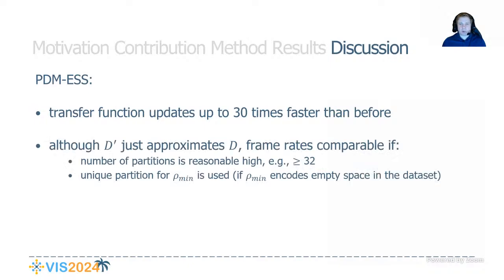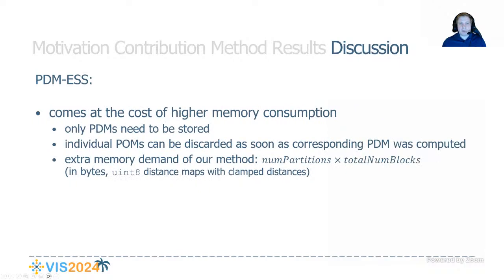Although D prime just approximates, the frame rates are comparable if the number of partitions is reasonably high, and if we use a unique partition for row min in case that row min encodes the empty space in the dataset. Our method comes at the cost of higher memory consumption, although I want to point out that we only need to store the PDMs. The individual POMs can be discarded as soon as the corresponding PDM was computed. The extra memory demand of our method is num partitions times total number of blocks in bytes, and we use 8-bit unsigned integer distance map values with clamped distances.